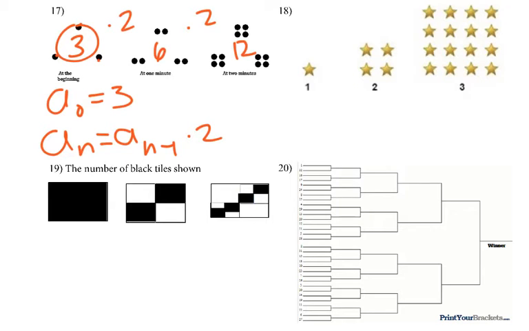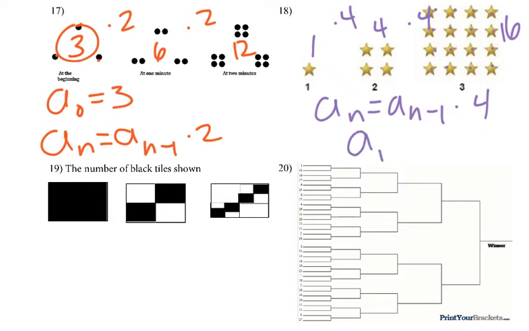Okay, if we look at 18, the first step, we have 1, then we have 4, then we have 1, 2, 3, 4, 5, 6, 7, 8, 9, 10, 11, 12, 13, 14, 15, 16. So 1 to 4 we could add 3, but that wouldn't get us to 16, so we're definitely timesing by 4. Okay, so a sub n equals a sub n minus 1 times 4. And if I really wanted to, I could go a sub 1 equals 1, and that would actually work with recursive. But if I'm going to the a sub 0, I would take 1 divided by 4 and get 1/4, or 0.25. Okay?